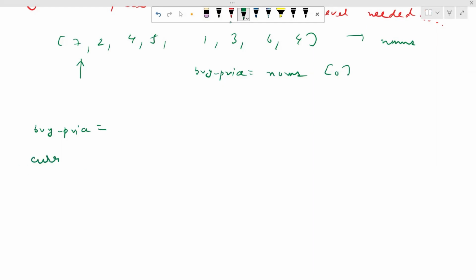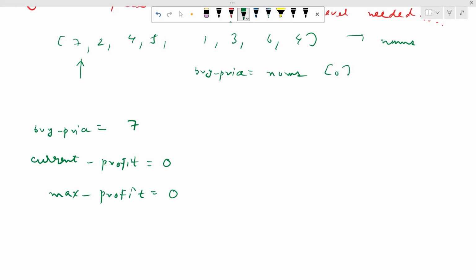And this is our current profit. And the third one is max profit, right? So initially our buying price is 7, and our current profit will be equal to 0. And our max profit will again be equal to 0, right?